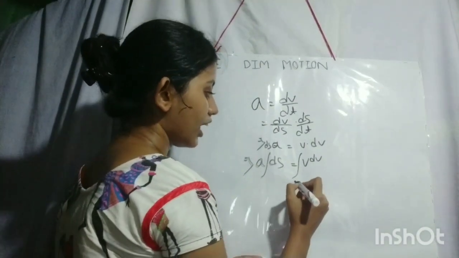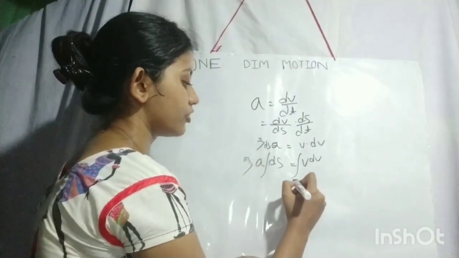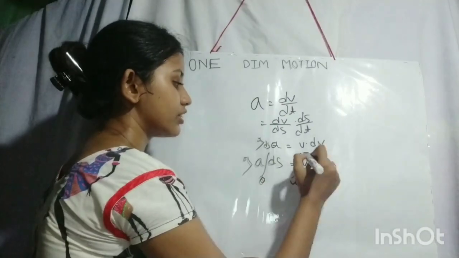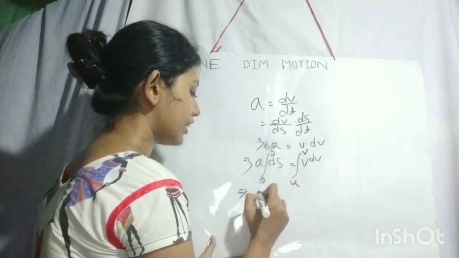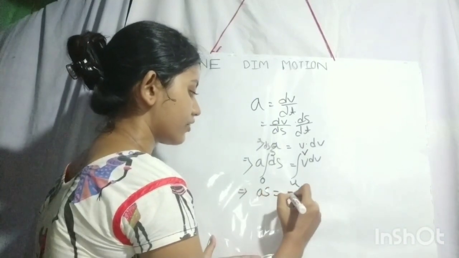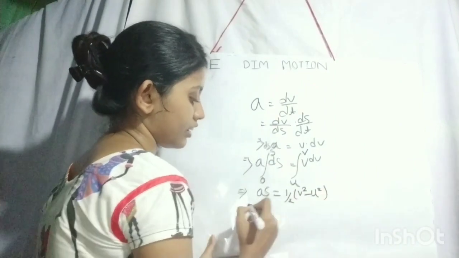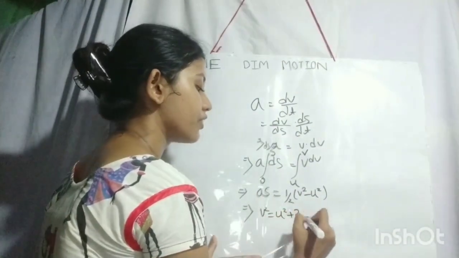Okay, so at the primary condition, at t equals 0, the velocity was u and the displacement was 0, and at t equals t, the velocity is v and the displacement is s. Okay, so I get here s equals half of v square minus u square. Use the integration formula, so v square equals u square plus 2as.